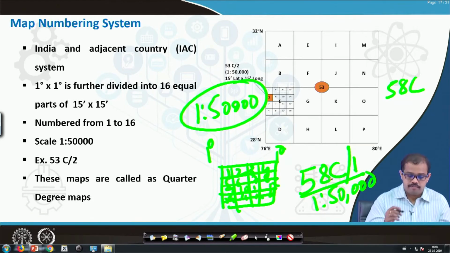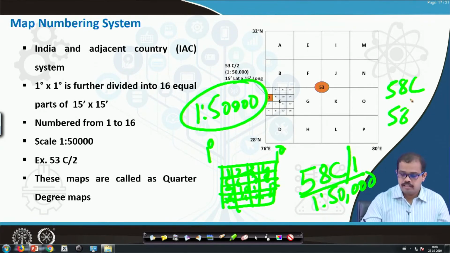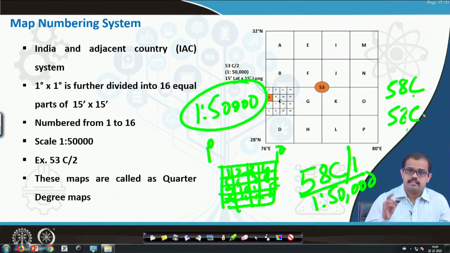So if someone says it's 58, then it is 1:1 million. If someone says it is 58C, then it is 1:250,000. If someone says it is 58C1, then it is a quarter degree map or 1:50,000 map.